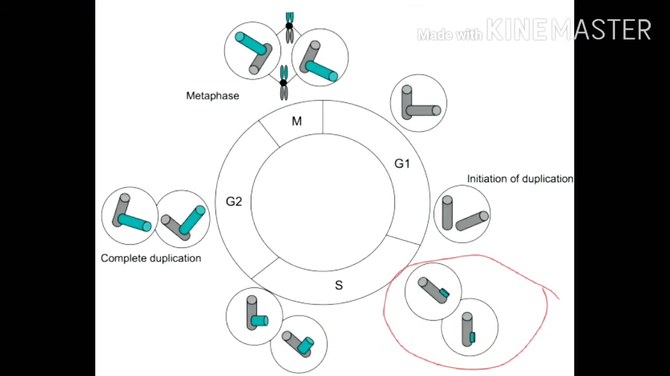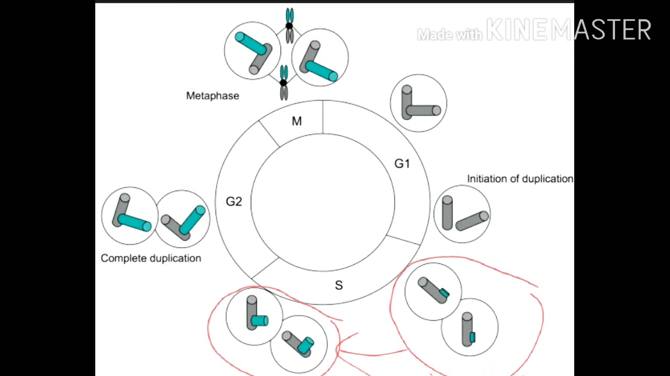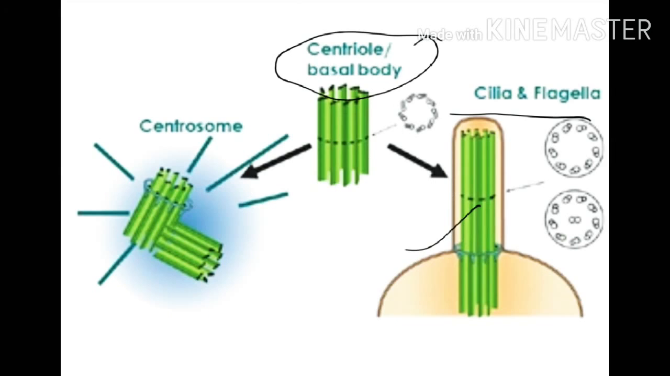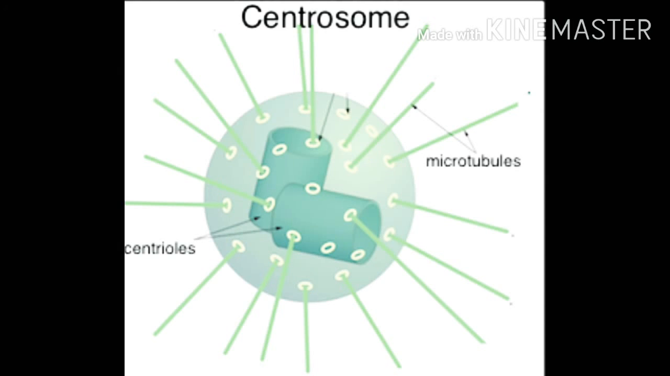And you know, these centrioles duplicate or replicate like DNA during cell division. When cell division is occurring, DNA replicates or duplicates. Similarly, centrioles also get duplicated and replicated during cell division, and they have the ability to form basal bodies. Now what is centrosome?